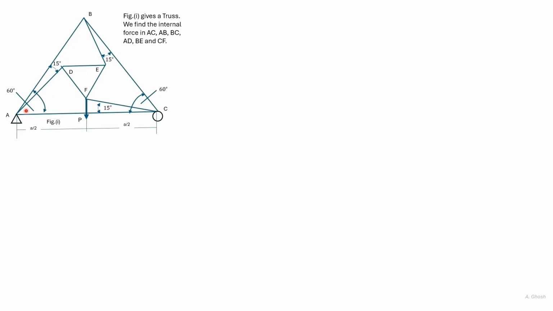Here we have a more involved truss problem that we can solve using the method of sections. ABC is an equilateral triangle. A force P acts at F, and the force P acts in a manner so that it bisects AC. As such, the reactions at A and C will both be P by 2.